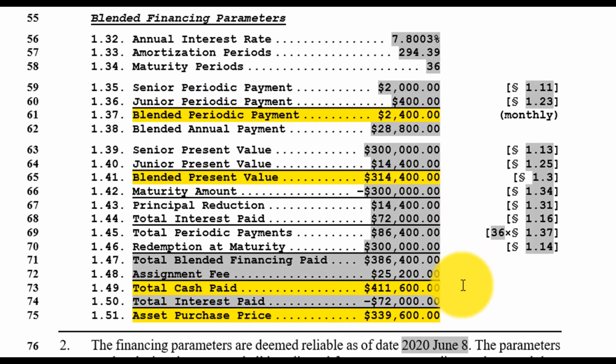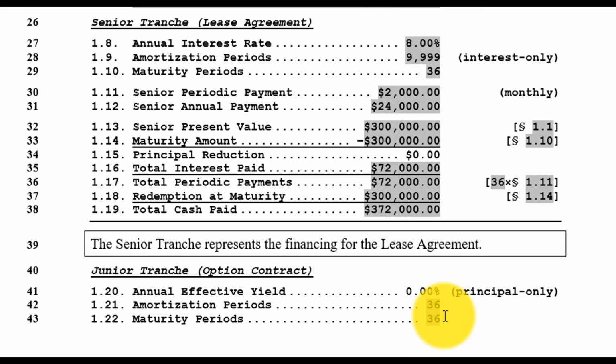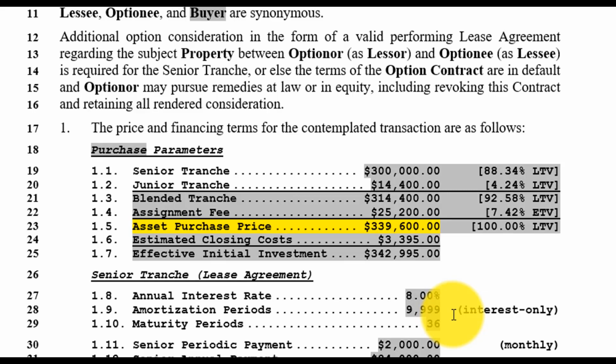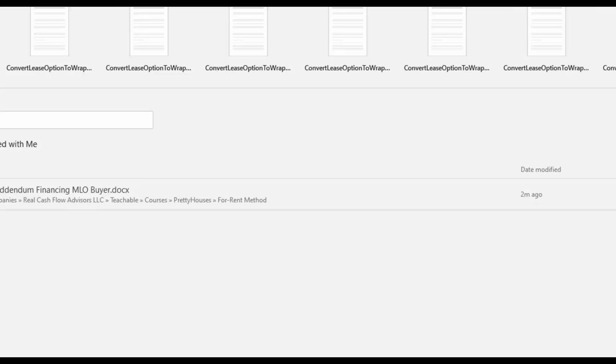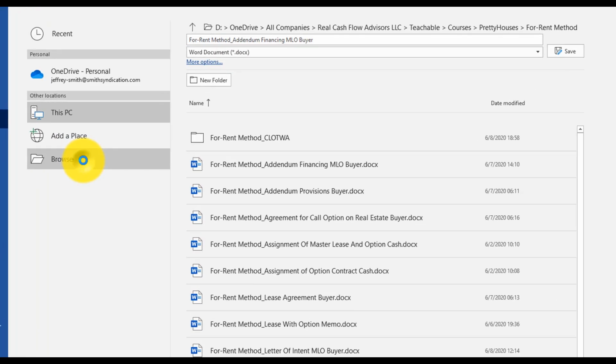And now we have additional lines at the bottom showing that the motivated buyer has paid $386,400. That went to the seller of the property, plus your assignment fee. So the total cash paid by the motivated buyer is $411,600. We subtract the interest portion to calculate the asset purchase price. Now you would save this as a PDF file.